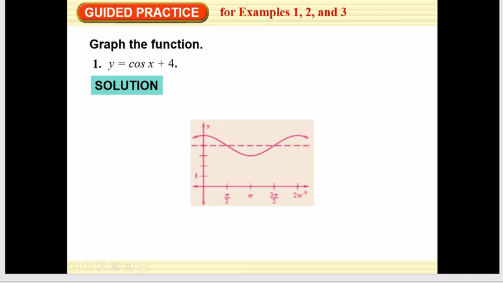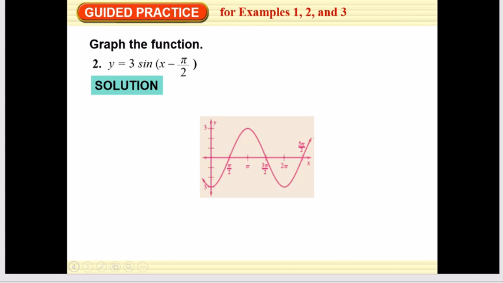Alright, hopefully, you're starting at that midline, and then you are listing your period. So here my period is that 2 pi, chopping it in half, chopping it in fourths, to find those critical points. Alright, so there is your solution.